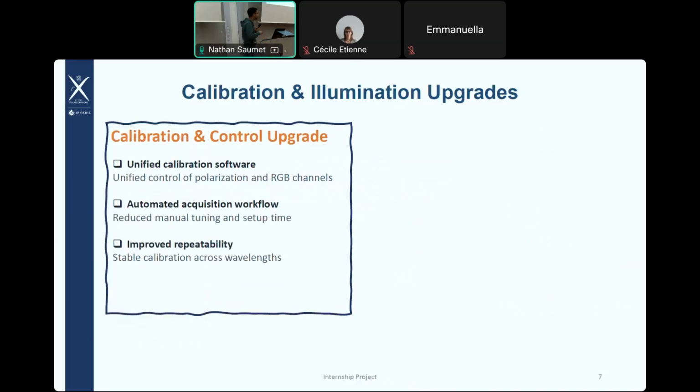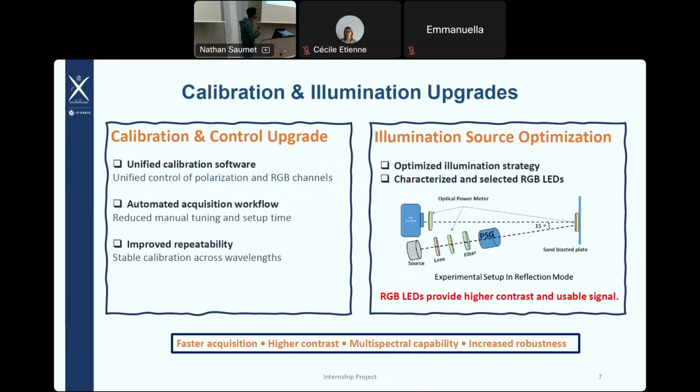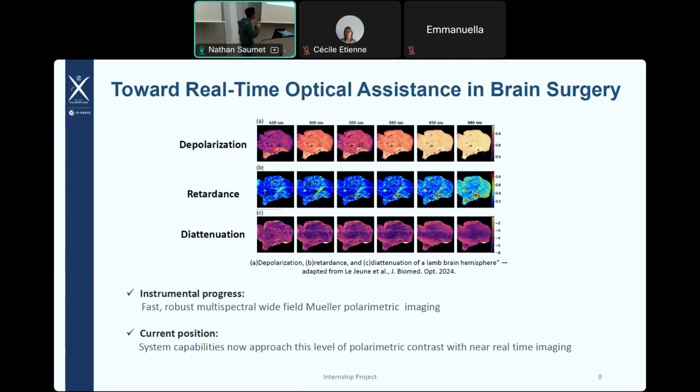And then to implement this new upgrade, we worked on the calibration and control part of the prototype to operate the system, and we also upgraded the illumination source of the sample. And with these upgrades, we become nearer to this type of images, which can be achieved at video real time speed of acquisition.